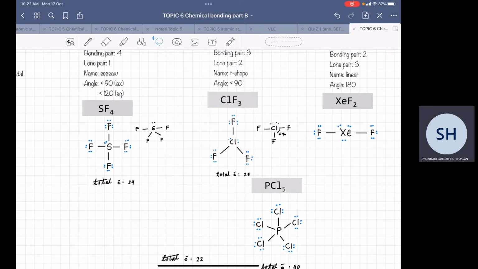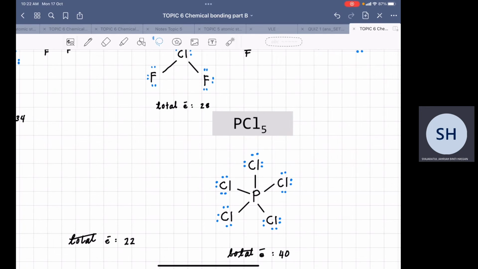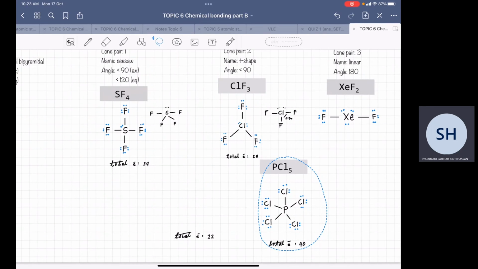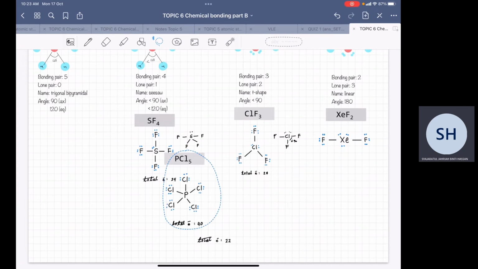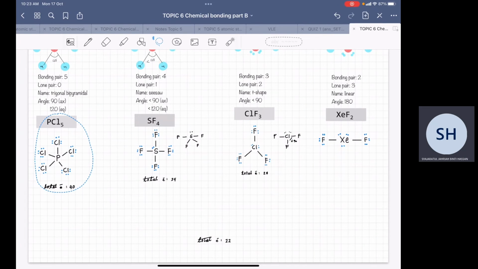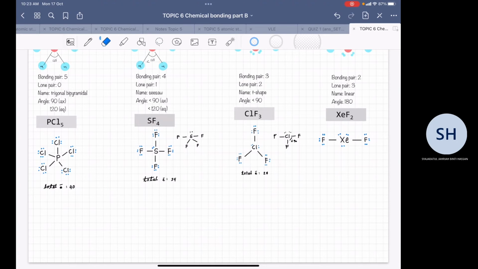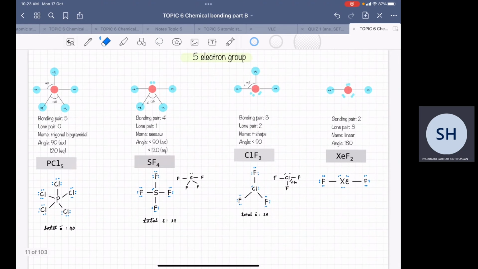Okay, PCl5. When you calculate, it's nicely 40 valence electrons. You put in everything, and its shape is trigonal bipyramidal. So this is the shape of 5 electron groups.